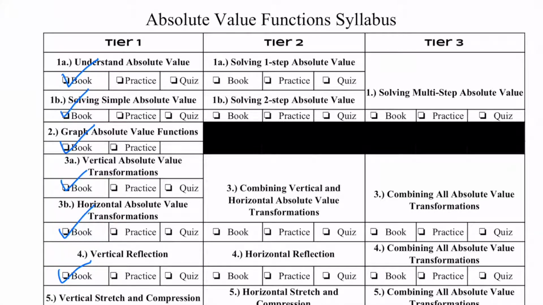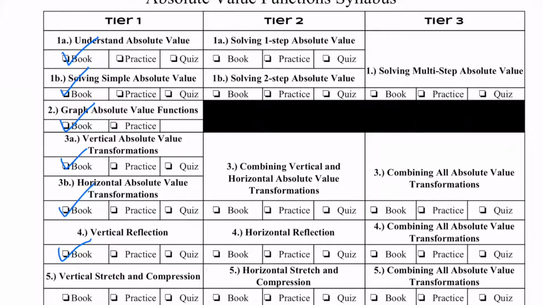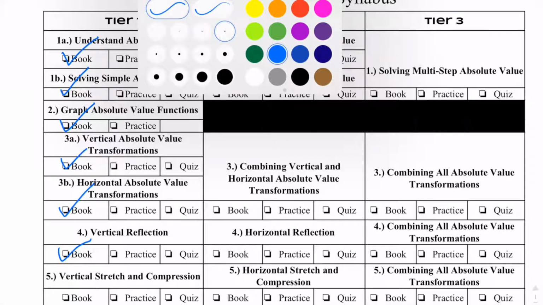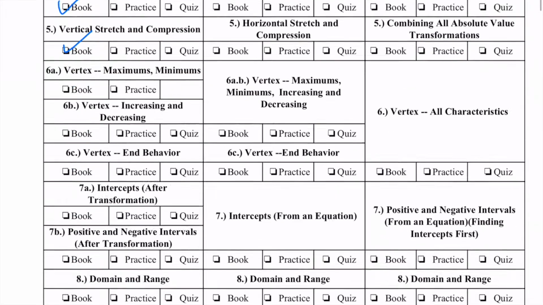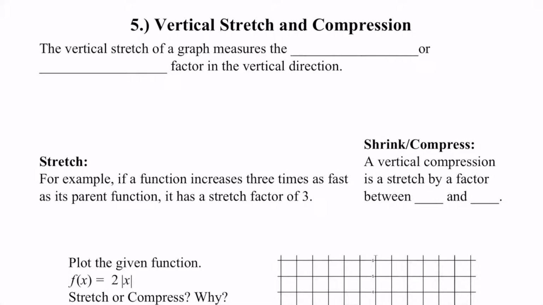Hello again, Algebra 2 students. We are back in our absolute value syllabus, and we are going to be on lesson 5, which is going to be vertical stretch and compressions. So let's check that off and scroll down here to lesson 5, vertical stretch and compression.